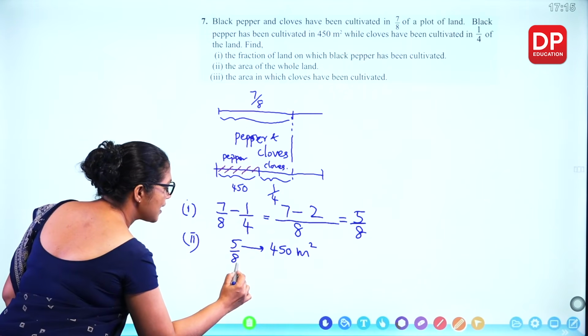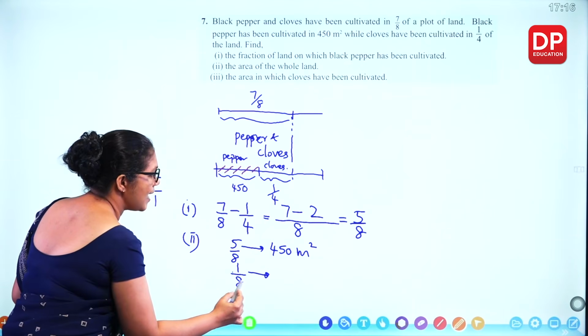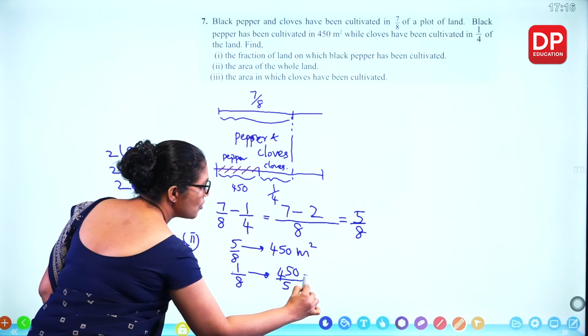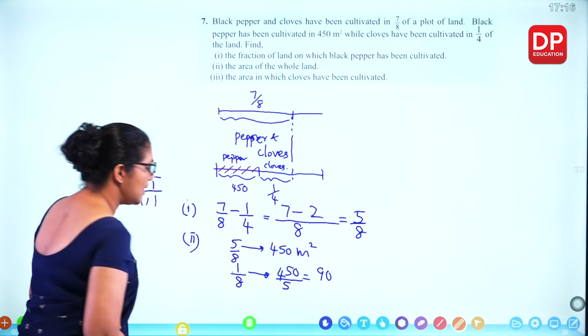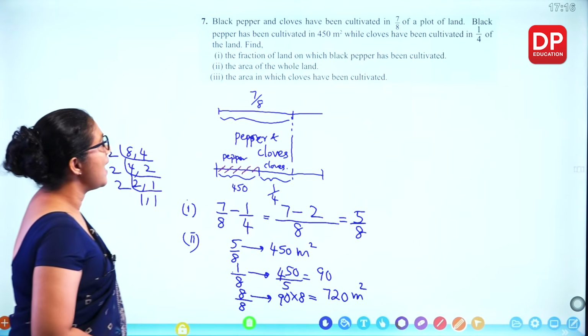So before that we can find what about one part of the land. So you divide this by 5. So you get 90. Then what's the full parts? 8 parts. They are 90 multiplied by 8. So what's the answer? 8 times 9, 720 square meters. That's the total area of the whole land.